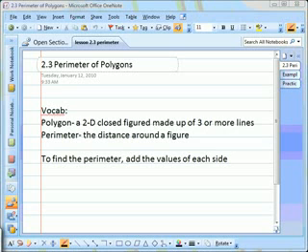Polygon is a 2D closed figure made up of 3 or more lines. Remember, they're 2D, so that means they're flat on paper. They don't stick out at us. And then perimeter is the distance around the outside of a figure. In general, when you want to find the perimeter, you just add the values of all the sides.